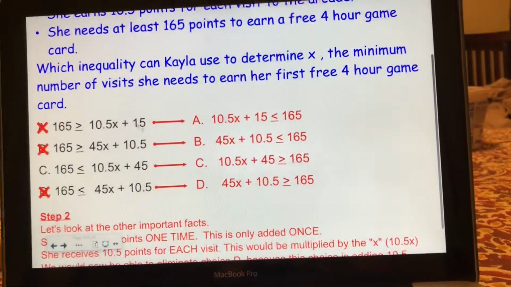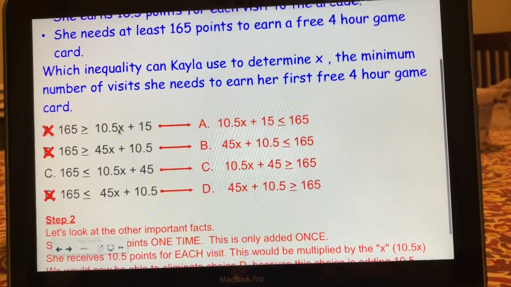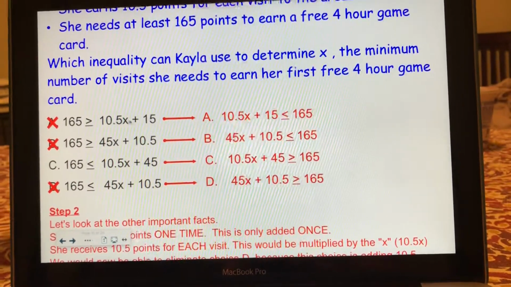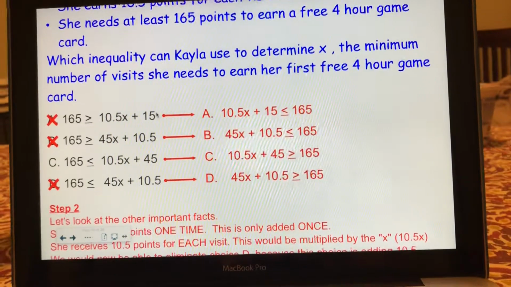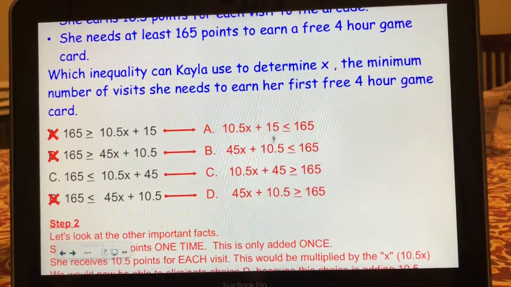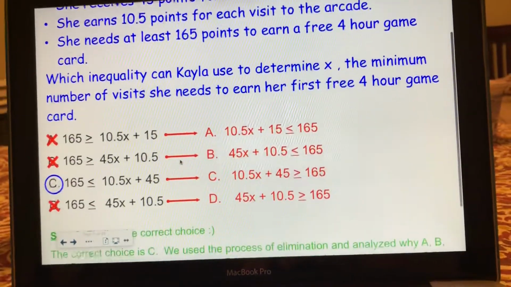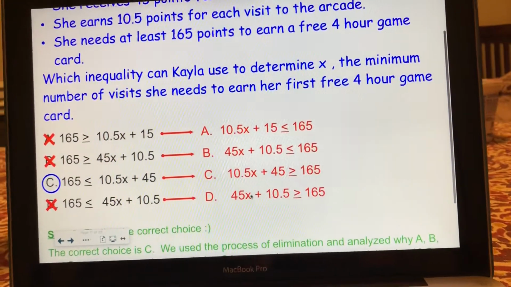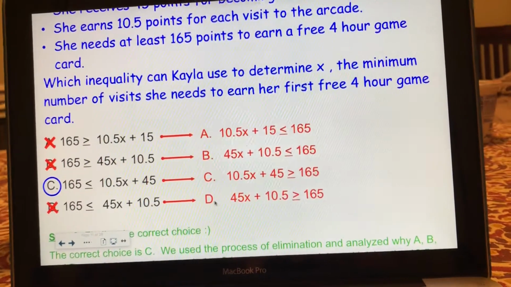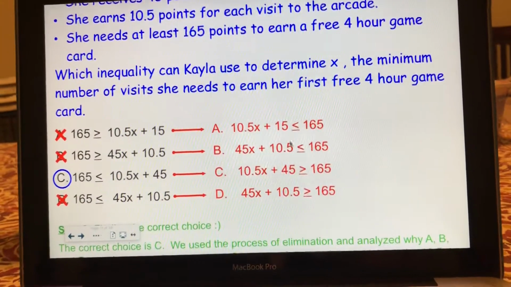And that means, and this is where it gets tricky, that means the amount here that she spends can be greater than or less than $165. So the equations are written in the opposite way. And that's how we rewrote them in the way that we usually think of it. And then we can eliminate B, we can eliminate A, and we can eliminate D, and we didn't have to do any work other than the first step of rewriting them.